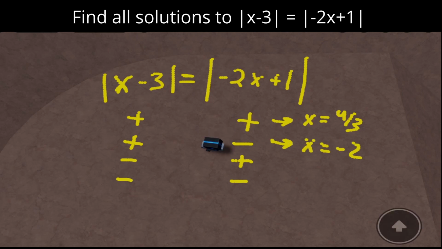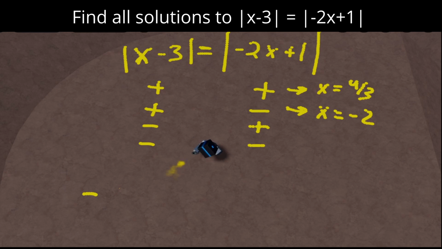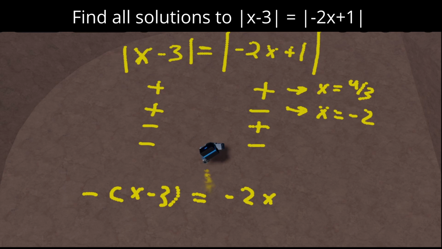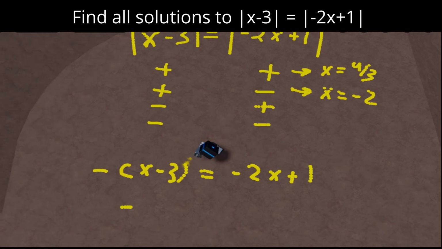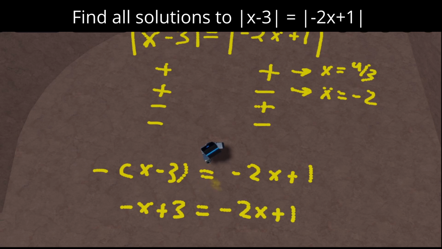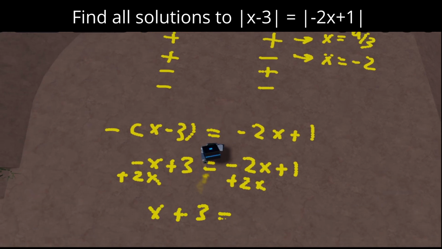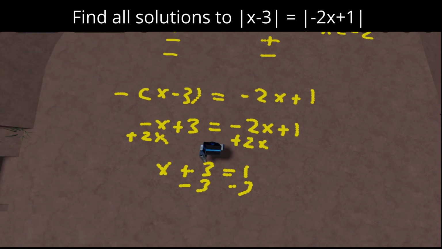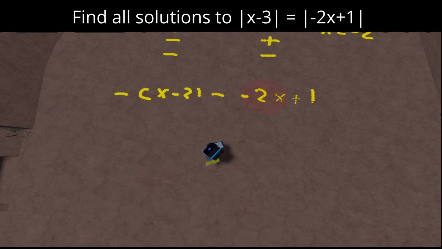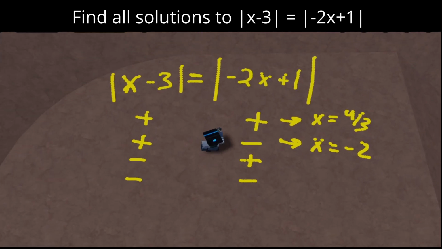Now let's do the plus minus, or the minus plus case, where I'm going to change the sign on x minus 3 by applying a negative to both of those, but I keep the sign on negative 2x plus 1. So this will give me minus x plus 3 is equal to minus 2x plus 1. So just add 2x to both sides now. And I'm going to have x plus 3 is equal to 1. Subtract 3 from both sides, and you have x is equal to negative 2. So notice that just gave us the same answer as the previous equation. So I'm just going to go up here and say this one also gives you that x equals minus 2.